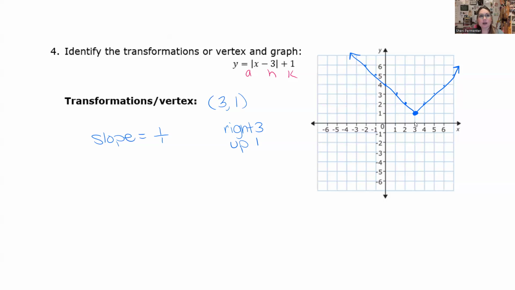I went over to the right 3 and then up 1, and that's where I started my graph.